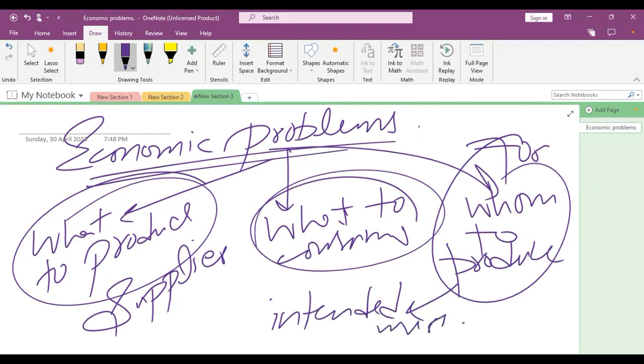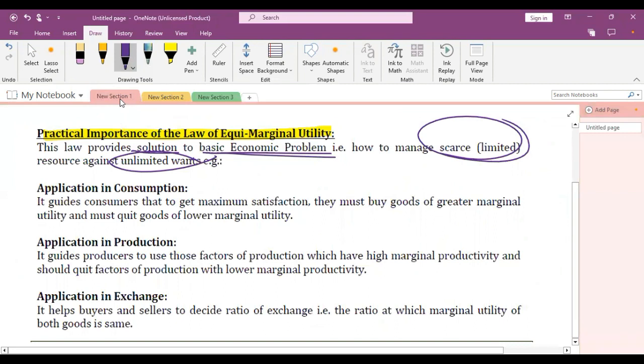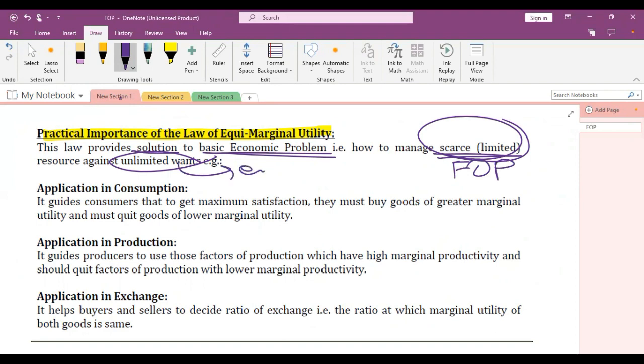So, in order to answer all these queries, the law of equi marginal utility helps to tackle this problem through utilization of minimum resources or minimum factors of production to achieve unlimited wants or ends of the user. The user may be a consumer, a supplier, or any other person. It may be the government or other financial institutions.